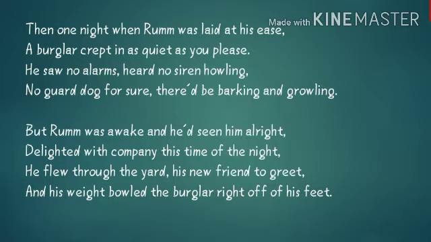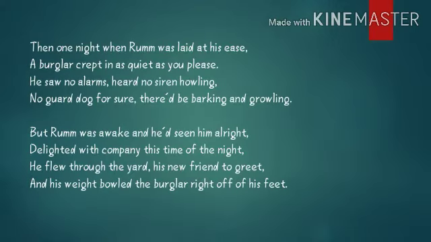As we know, Ram was very much in company with human beings. So Ram thought there was a person who was coming to play with him. Then Ram just went to him and started playing with this person. But as Ram went to this person, because of the weight of Ram, this burglar fell down. Then what happened after that?